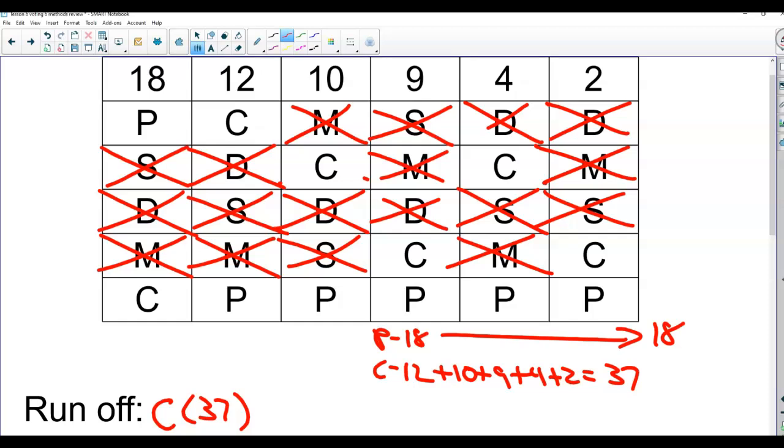So runoff, you're taking the top 2 first place vote getters, getting rid of everything else, and redistributing. You have to know the difference between runoff and runoff with elimination.